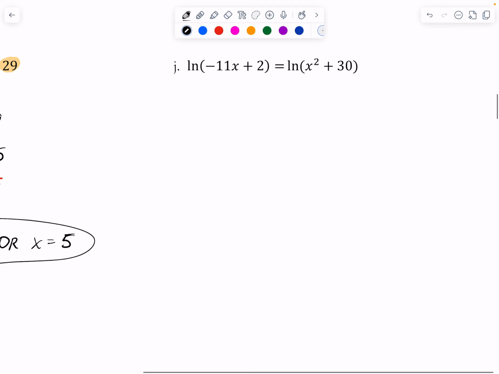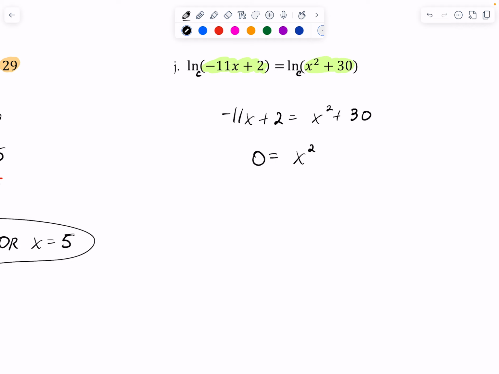All right, last one here. They both have the same base, the base of e. So I can set these arguments equal to each other. The negative 11x plus 2 is equal to that quadratic binomial. Now this is a quadratic equation, so I'm going to get everything to one side to set it equal to 0. Move that negative 11x, it becomes positive 11x. Move the 2 over with subtraction, you get 28.